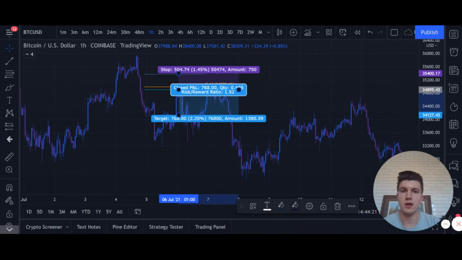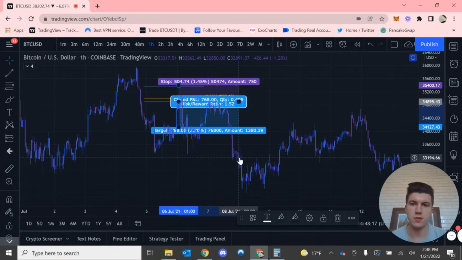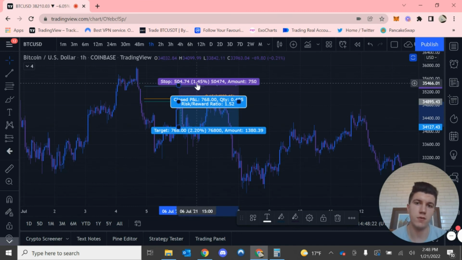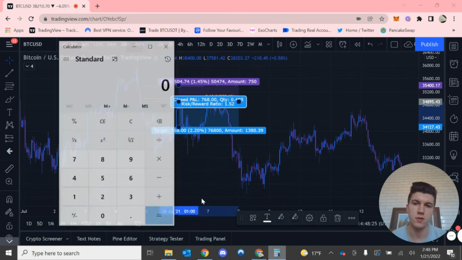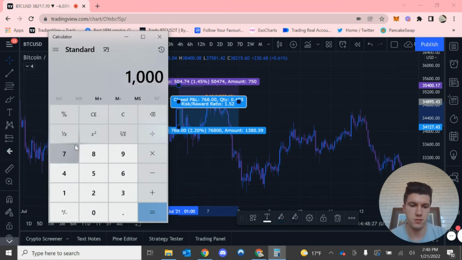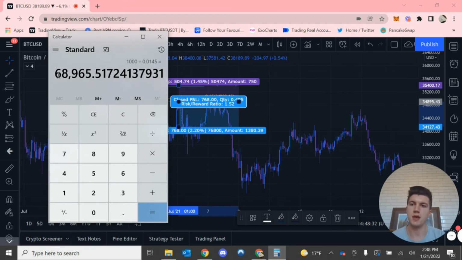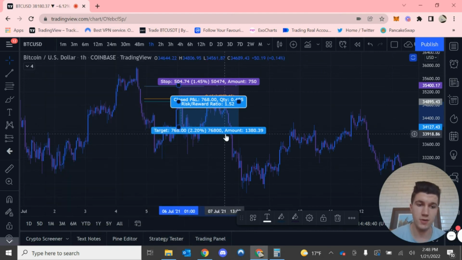To calculate out my position size, we're going to use the same thing where I have $100,000 as my capital that I'm trading with. Only want to risk 1%. So to calculate our position size right here, we have $1,000, and we have a 1.45% stop loss. So we'll take 1,000 divided by 0.0145, and so we can have a $68,965 position, which is a pretty big position.